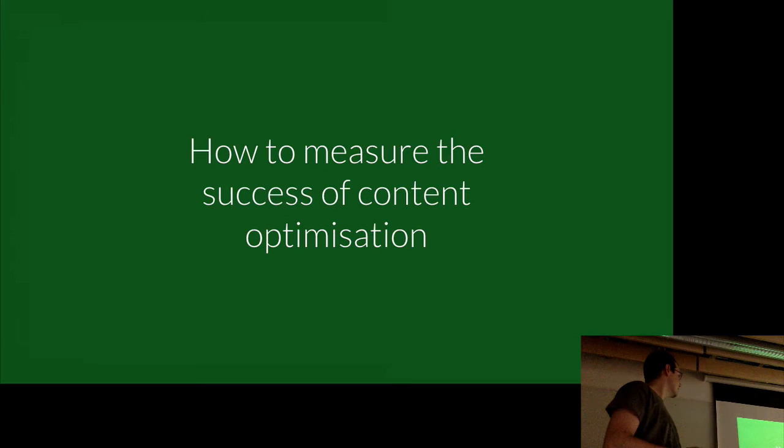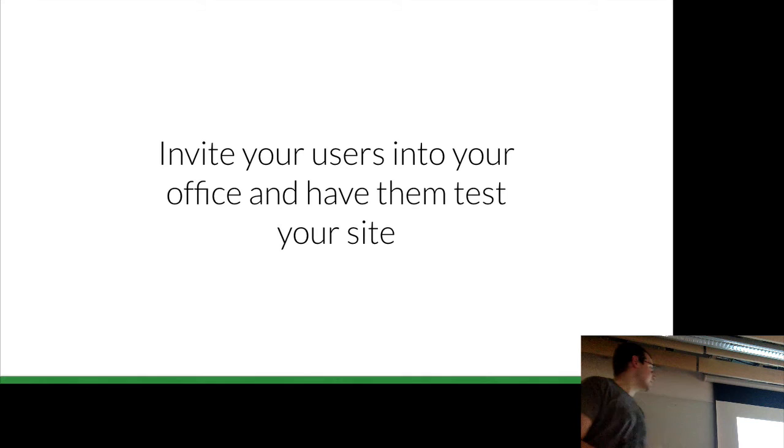Having done all this content optimization, it's very important to measure its success, because while I can give you a set of recipes to take away, I can't say exactly how all your users react to different things you do. So the first thing you need to do is invite your users into the office and have them test your site. In asking them to test your site, you can measure their response to how they adapt content.